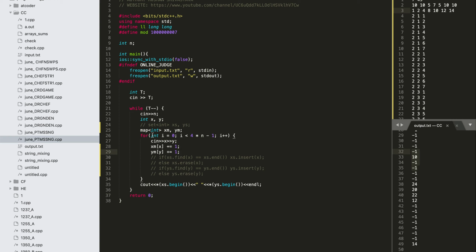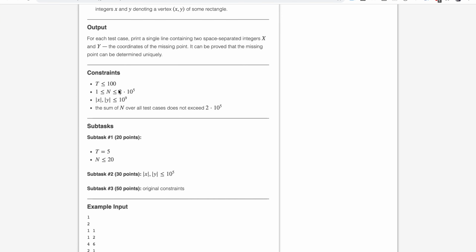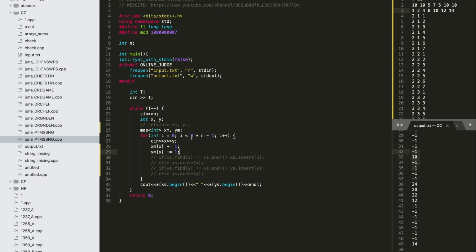But if you look closely, maps are not that efficient, so even insertion would take some time. One more thing we could have done is simply store these counts in an unordered map, but even that wouldn't pass these very tight constraints which are given to us, that there are a total of 2 into 10 raised to power 5 rectangles. That means there could be as many as 8 into 10 raised to power 5, or almost 10 raised to power 6 coordinates which are given to us, and each of them is too huge. Right, so basically this is what we can do.